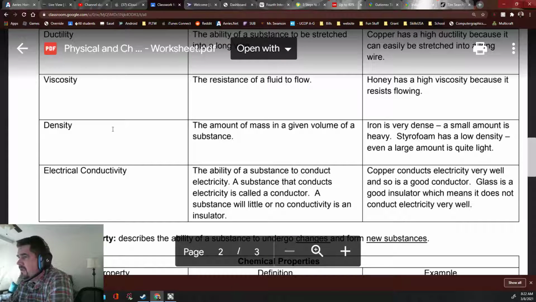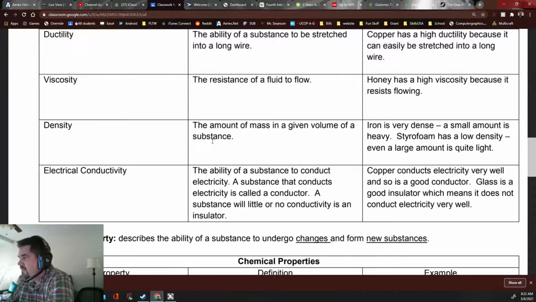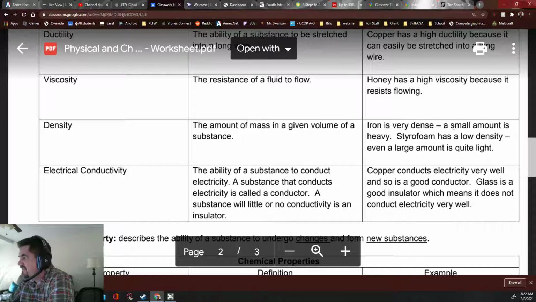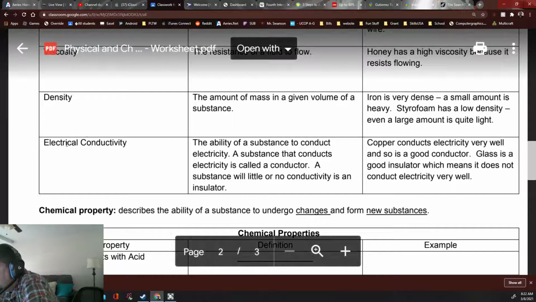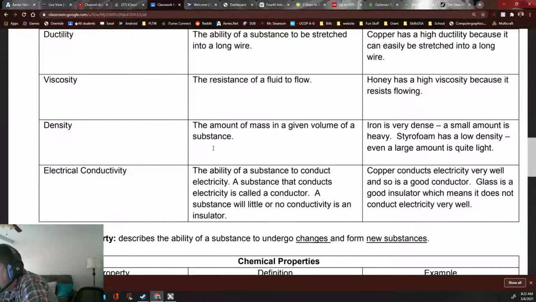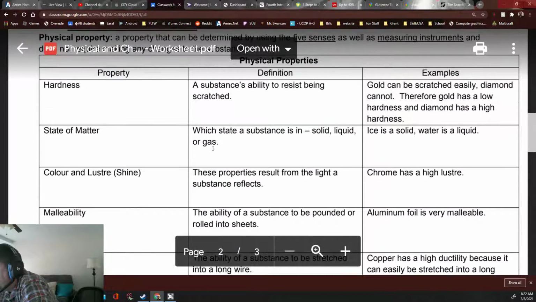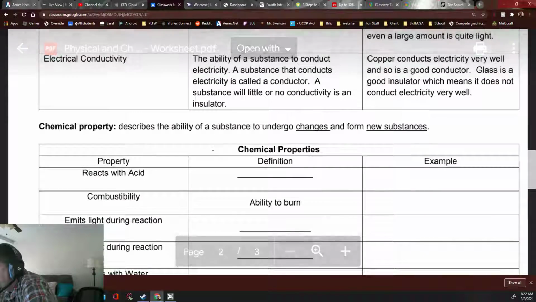Density, the amount of mass given per volume. So how dense it is. Iron is very dense. A small amount is heavy. Styrofoam has a low density. Even a large amount is still pretty light. So density is just kind of how heavy it is per size. Electrical conductivity, like how easy can electricity travel through it. These are all physical things that they physically can do.